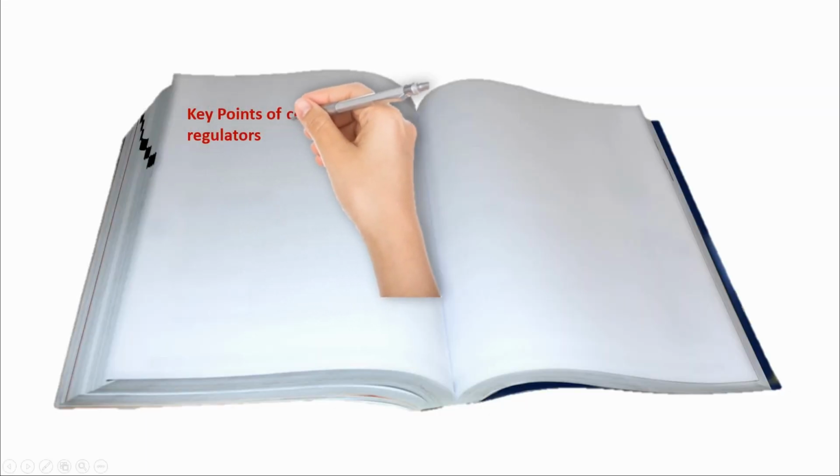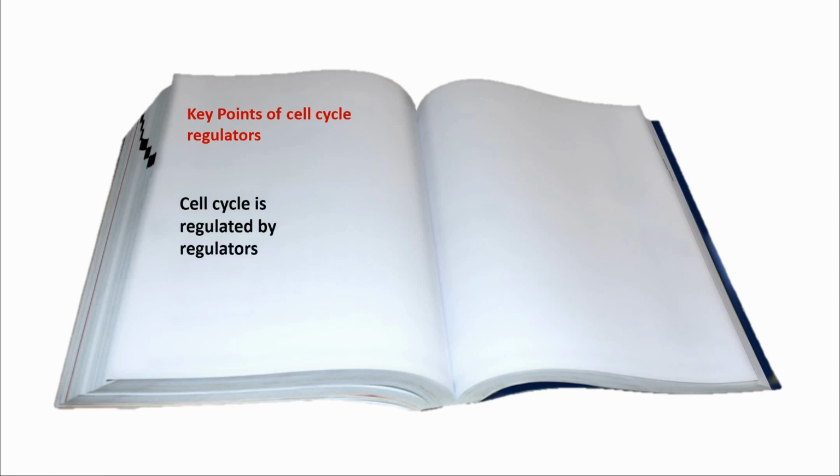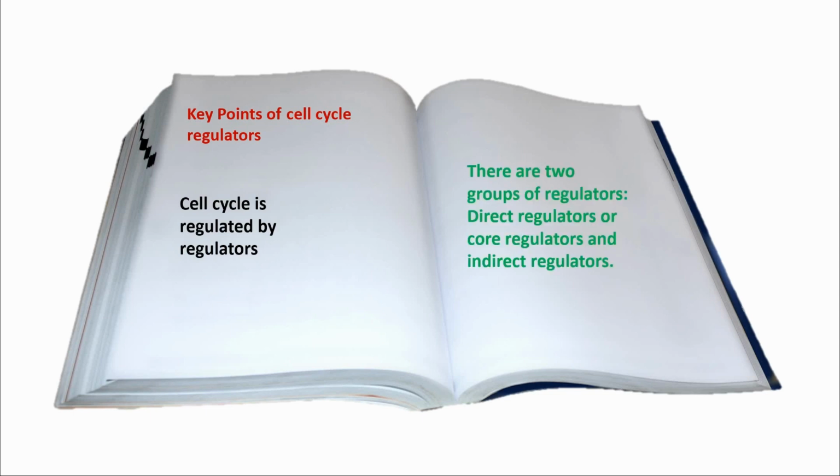Key points of cell cycle regulators. Cell cycle is regulated by regulators. There are two groups of regulators: direct regulators or core regulators and indirect regulators.